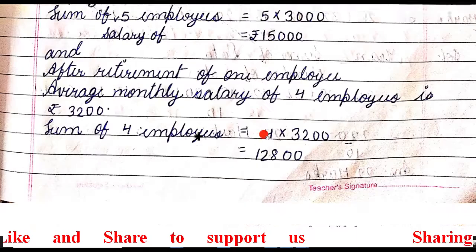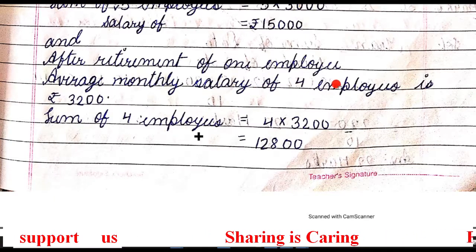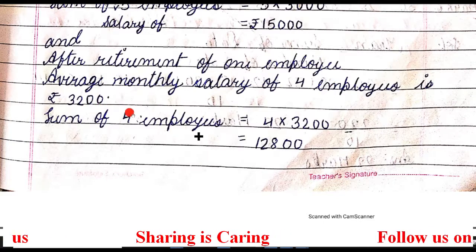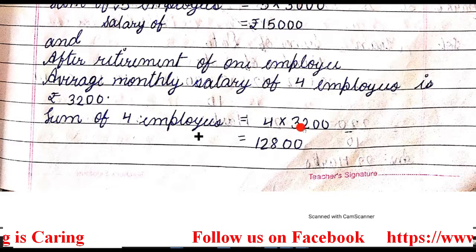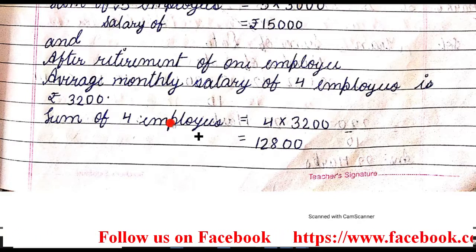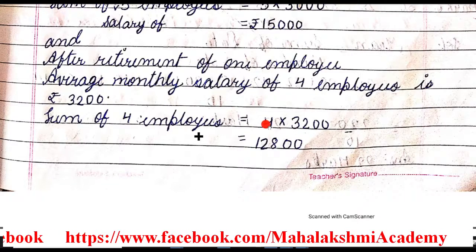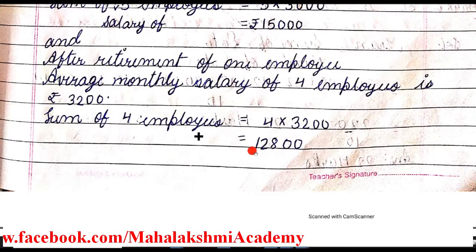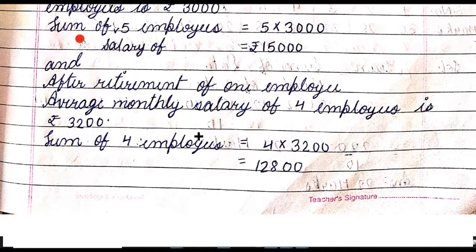Now in the same way, one employee retired, so how many employees remain? 4. The average salary of 4 employees is 3200, so we calculate the sum of salaries of 4 employees, that is 4 multiplied by their average. This also we get by the formula sum of data is equal to mean multiplied by number of data. That gives us the total salary of 4 employees as rupees 12,800. Now this is the total salary of 5 employees, and this is the sum of salaries of 4 employees.